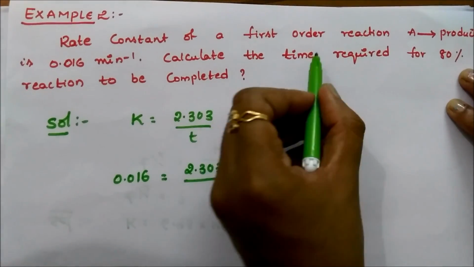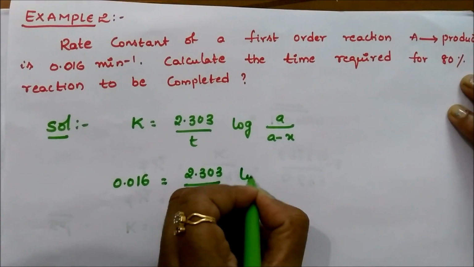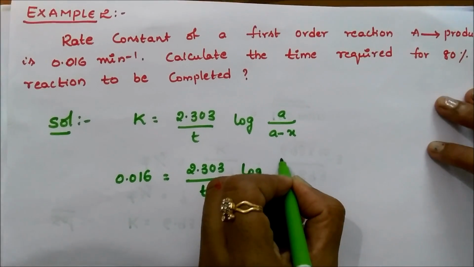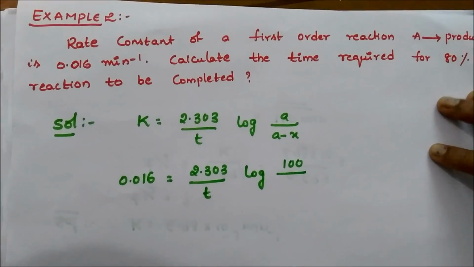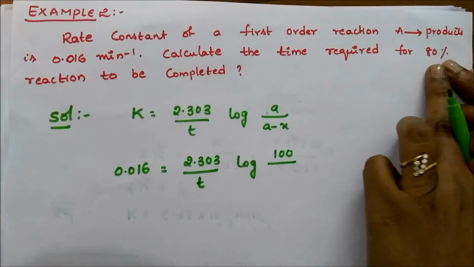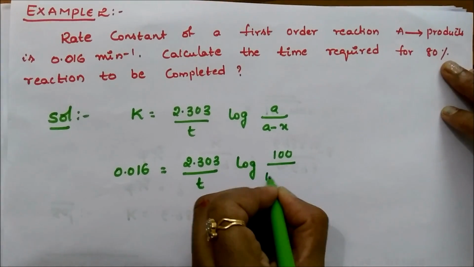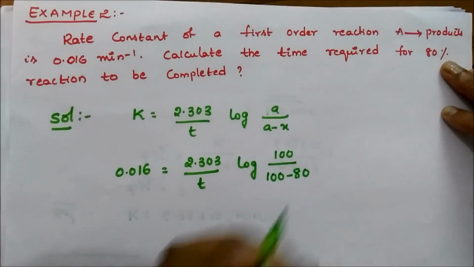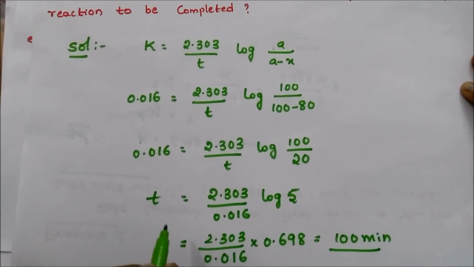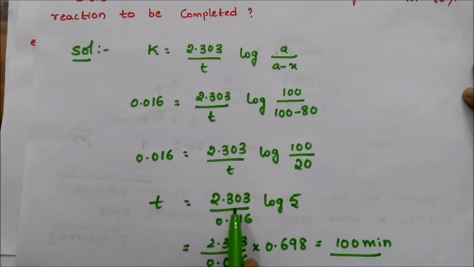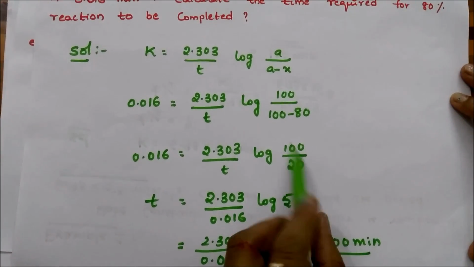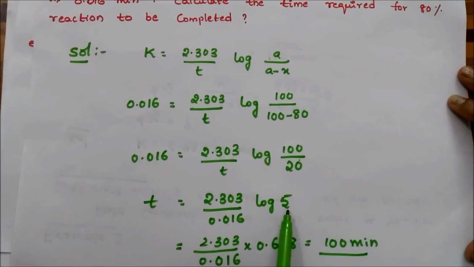2.303 divided by time, which we have to find, log of, for initial concentration it is 100%. For 100%, if all the reactants are reacted, the reaction is completed. Here 80% of the reaction is completed, so 100 minus 80. Then T is equal to 2.303 by 0.016 log 5. 100 minus 80 is 20, and if you do this, you will get log 5.